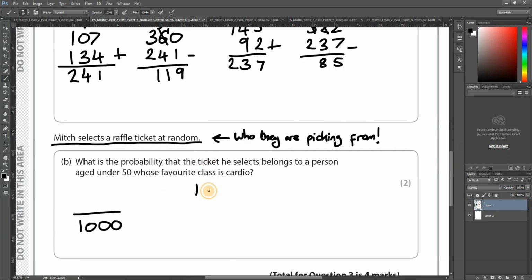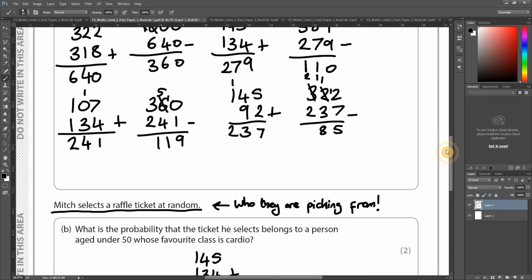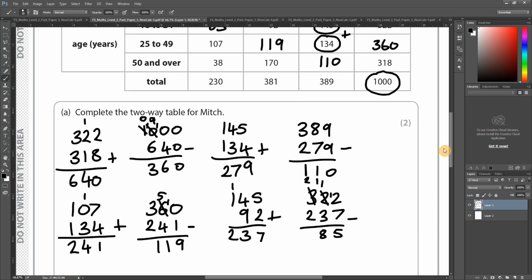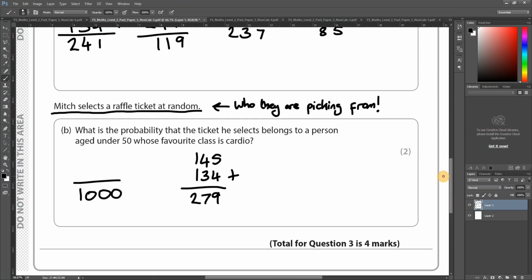145 plus 134. Let's add these 2 together. So that's going to give you 9, that's a 7, that's a 2. Let me just make sure: 145 and 134. Yeah, that's right. So your answer is going to be 279 out of 1,000 for your answer.